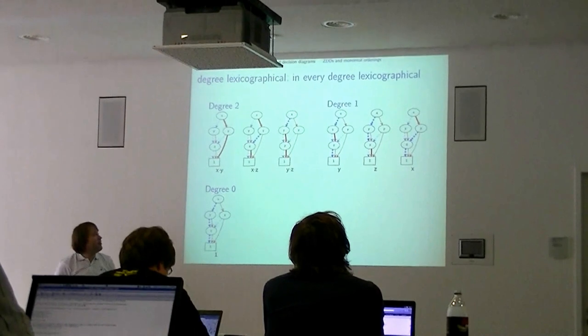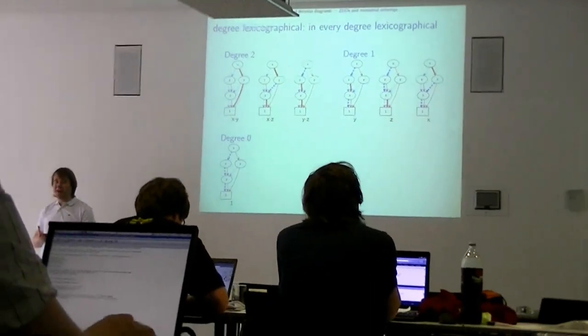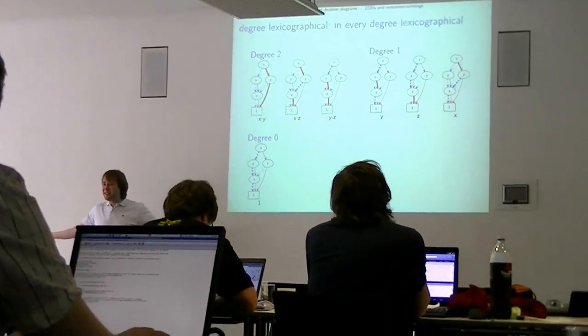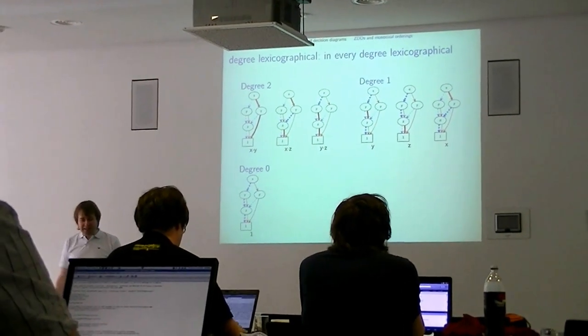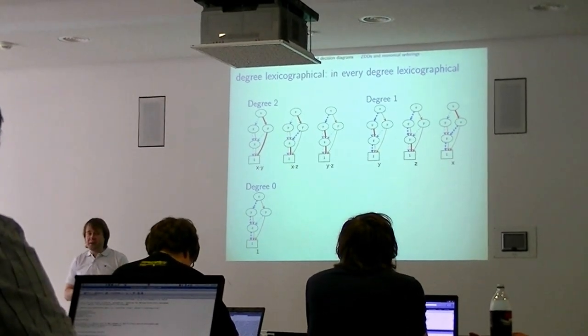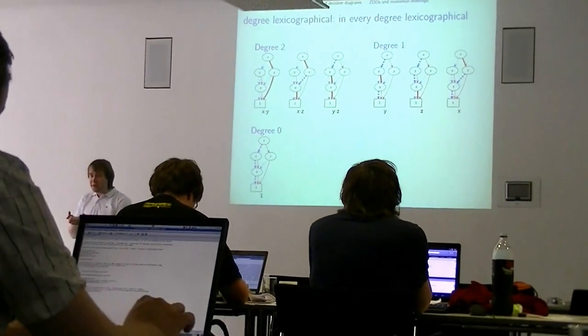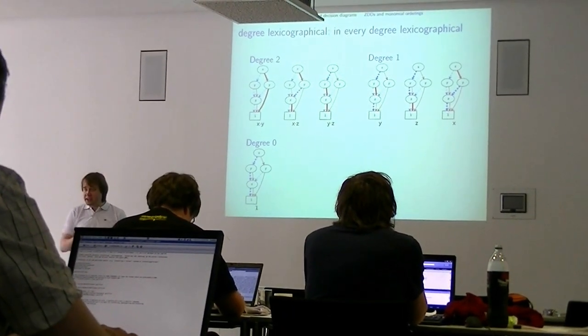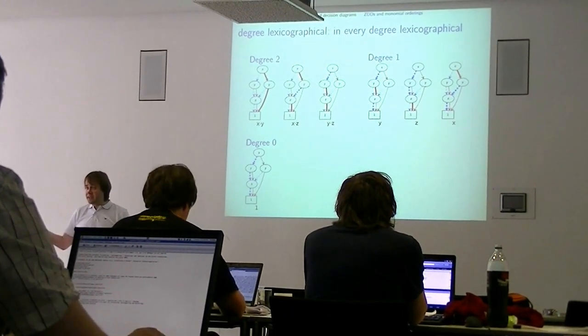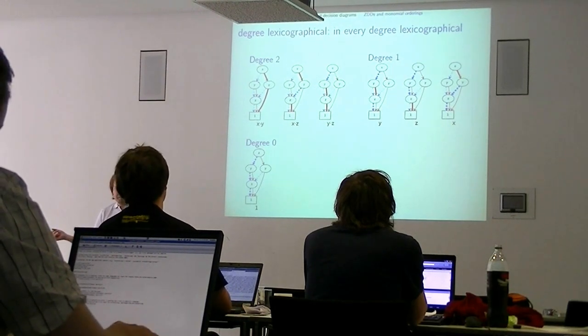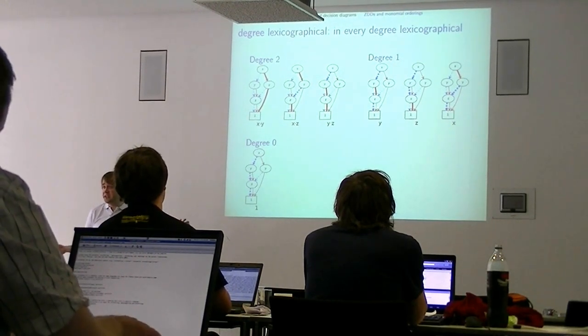Now, of course, we have other orderings, like degree orderings. And in this case, you must think about what you do. But in fact, if you know how to iterate lexicographically over the polynomial, you can just do it several times and fill out the terms which do not match your degree.